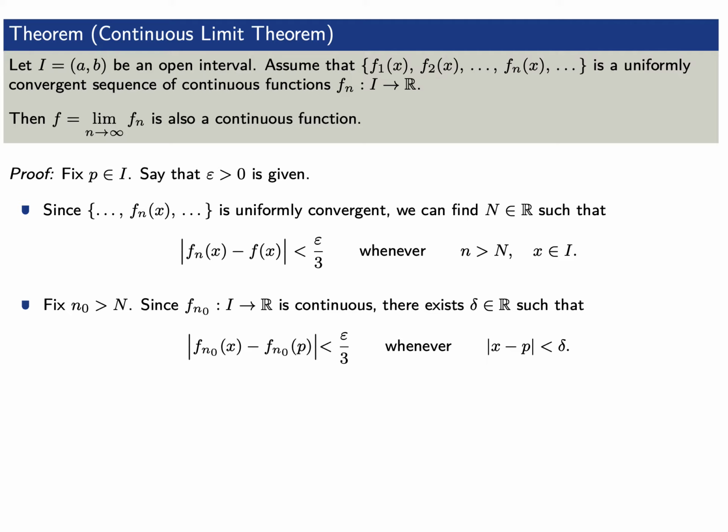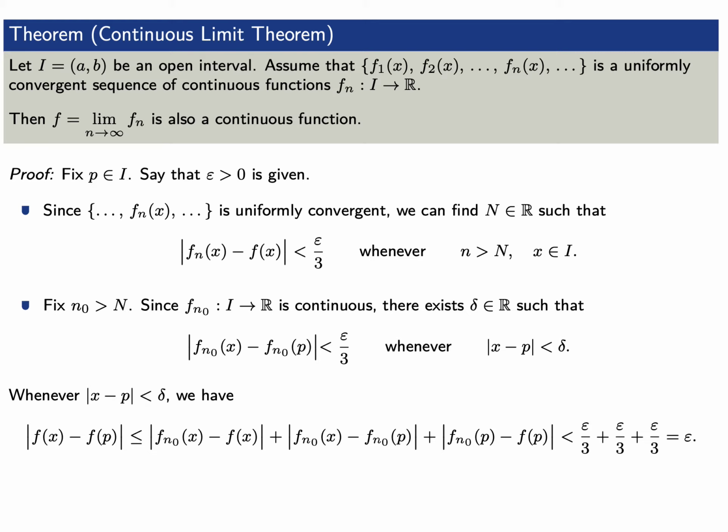Now let's fix an n0 greater than capital N. Since we have a sequence of continuous functions, we know that there exists a delta such that |f_n0(x) - f_n0(p)| is less than epsilon over 3 whenever |x - p| is less than delta.